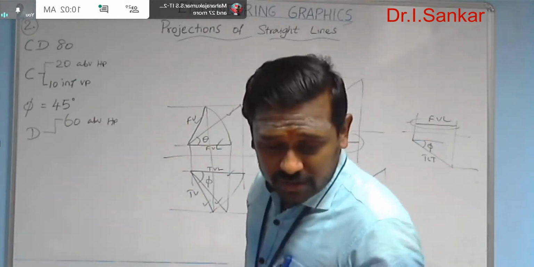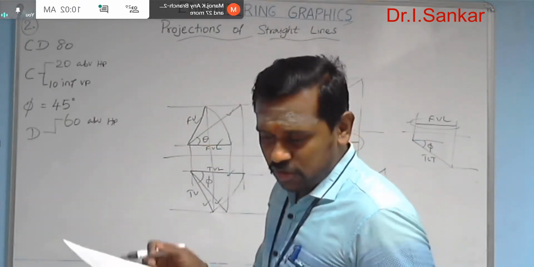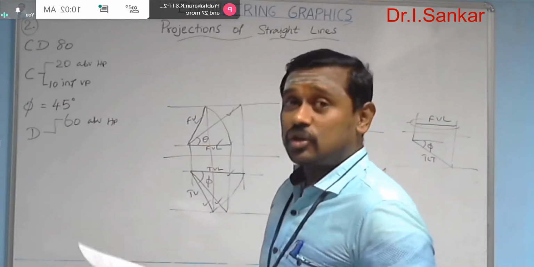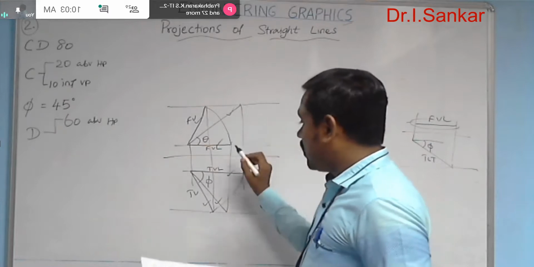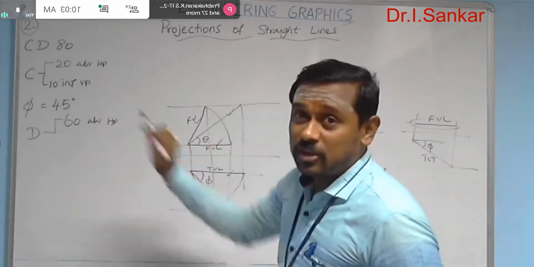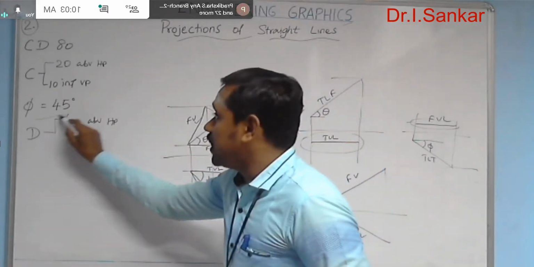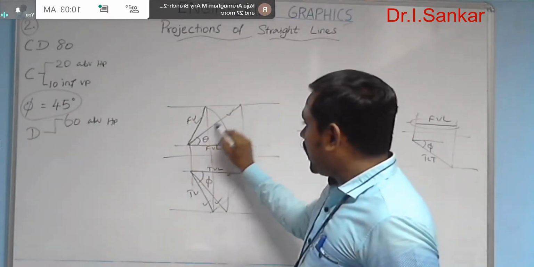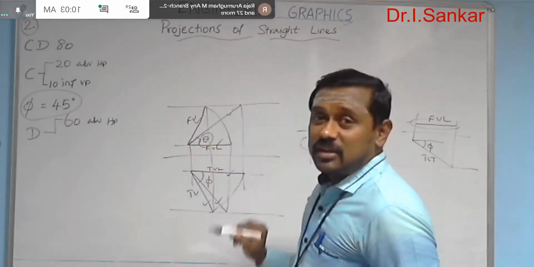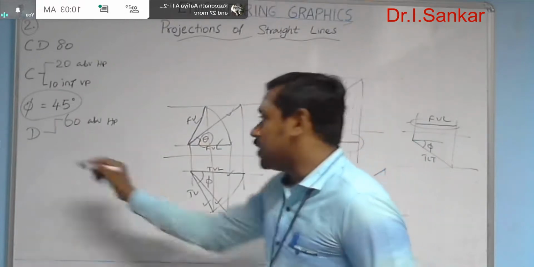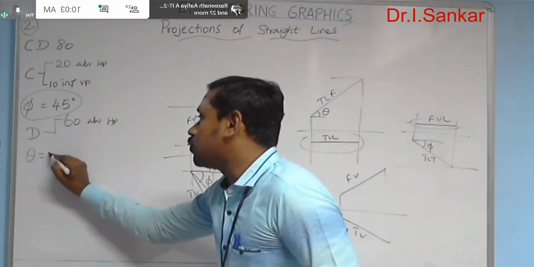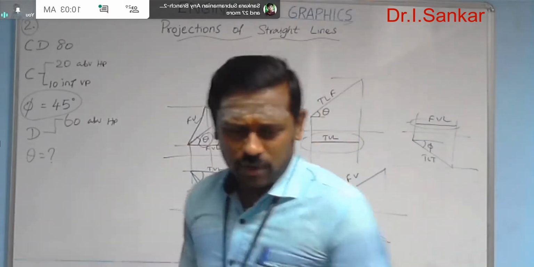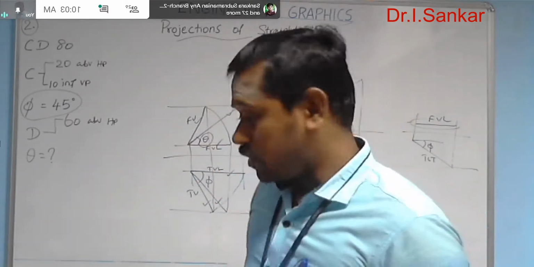And in the question, they exclusively asked one more thing. You need to find the inclination to HP. The inclination of the line to HP is not given in the problem. The inclination of the line with VP is only given in the question. The inclination of the line with HP, that is theta, is asked in the problem to be found out. So you need to find out what is theta. Okay, let's start one by one. Let me turn up the board.